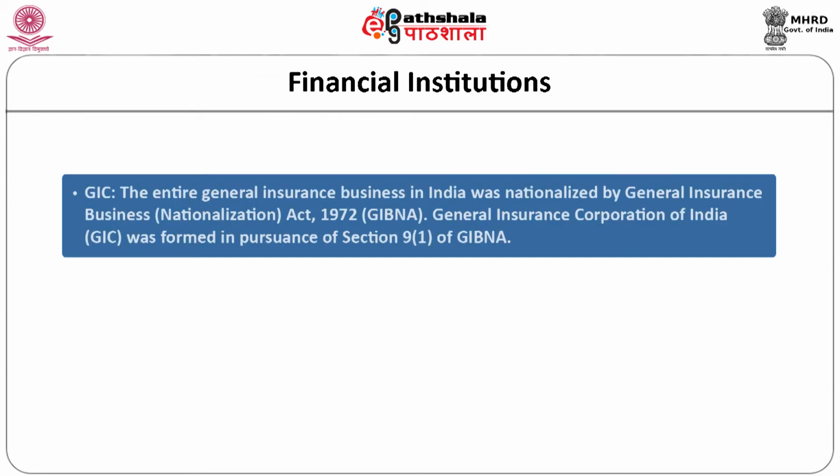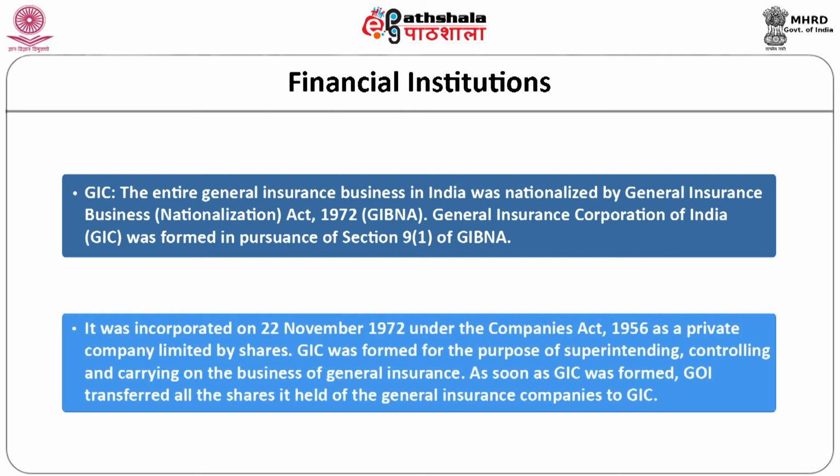GIC, General Insurance Corporation. The entire general insurance business in India was nationalized by the General Insurance Business Nationalization Act 1972. General Insurance Corporation of India was formed in pursuance of Section 9, Clause 1 of GIBNA. It was incorporated on 22nd November 1972 under the Companies Act 1956 as a private company limited by shares. GIC was formed for the purpose of superintending, controlling and carrying on the business of general insurance. As soon as GIC was formed, the Government of India transferred all the shares it had of the general insurance companies to GIC.